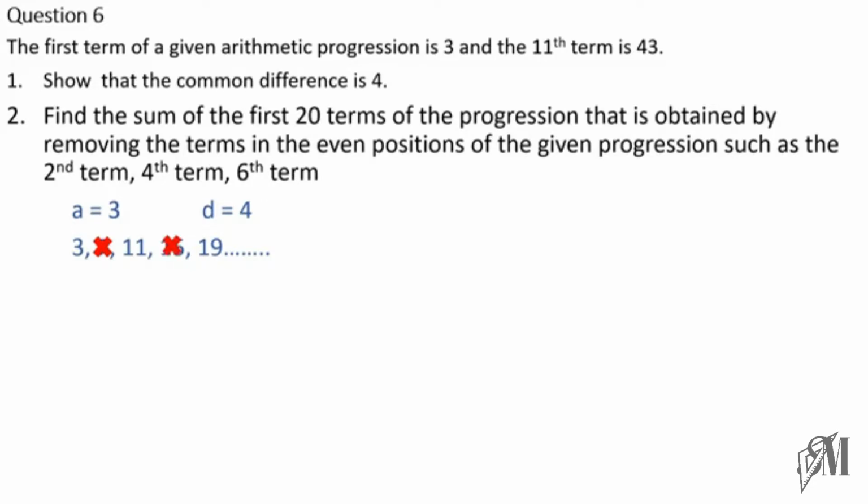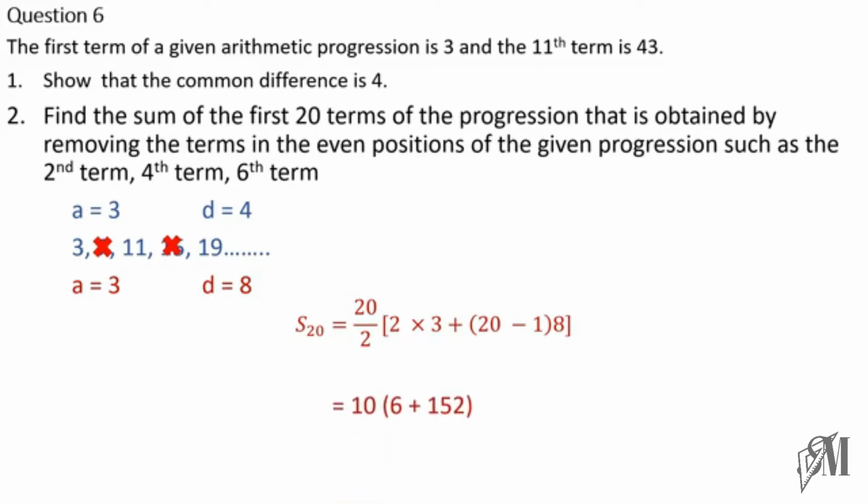Once 7 and 15 are removed, we get a new progression that is 3, 11 and 19 and so on. Now, in this progression, a is still 3, but the common difference is not 4, it is 8. So using these two details, we find the sum of the first 20 terms. Instead of a, we substitute 3. Instead of d, we substitute 8, and n is equal to 20. So once you do the substitution, you get the answer 1580.